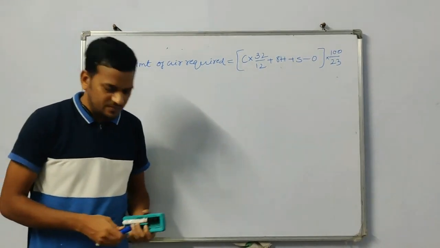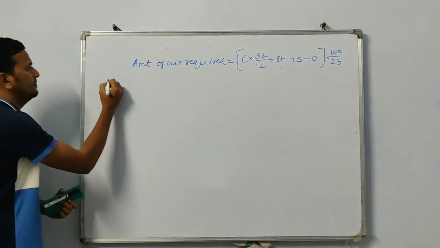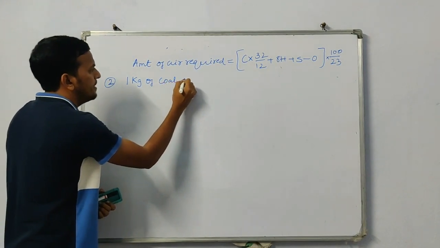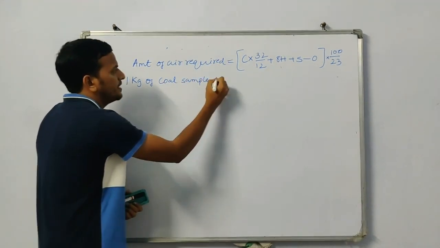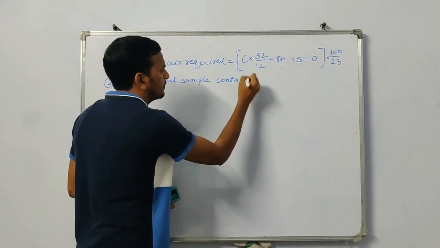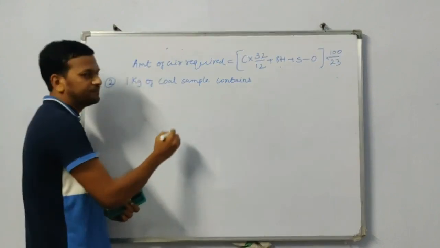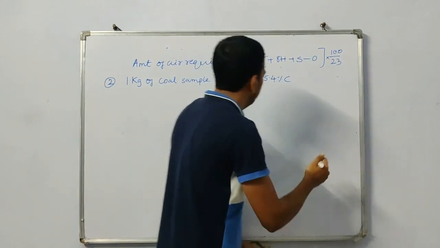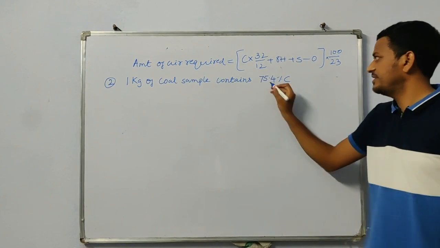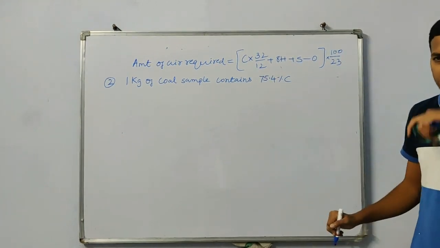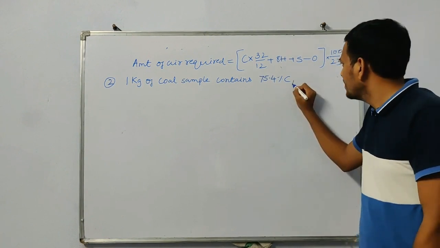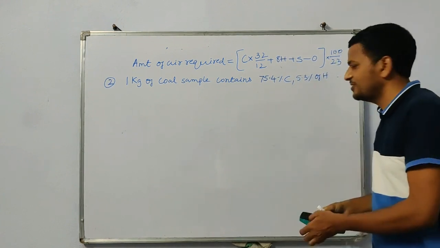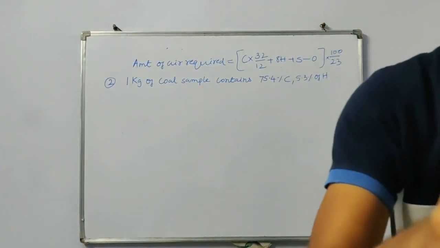Now we'll do the second problem. So please write the problem on the board. 1 kg of coal sample contains percentages, it is 75.4% carbon. 1 kg of coal sample contains 75.4% of carbon, 5.3% of hydrogen. So I wrote all these numericals in the textbook. Let me take my notebook so that you will understand the proper method.